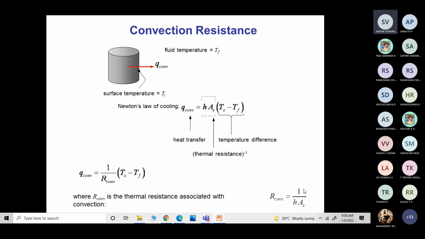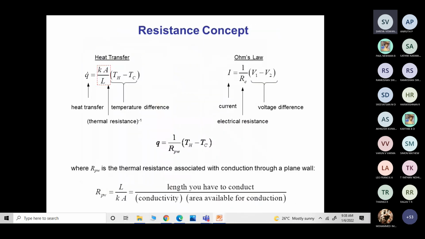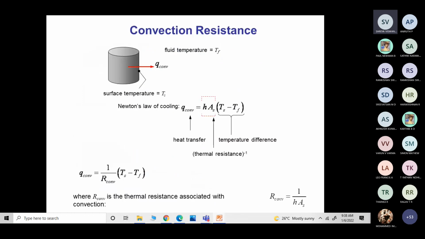Students, all of you are able to understand this? See, this is the difference between these two. Conductive resistance is L by kA: the length over which you have to conduct, divided by conductivity into the area available for conduction. And convective resistance is equal to 1 by hA. Is it okay? Yes, sir. Between a solid and the fluid.